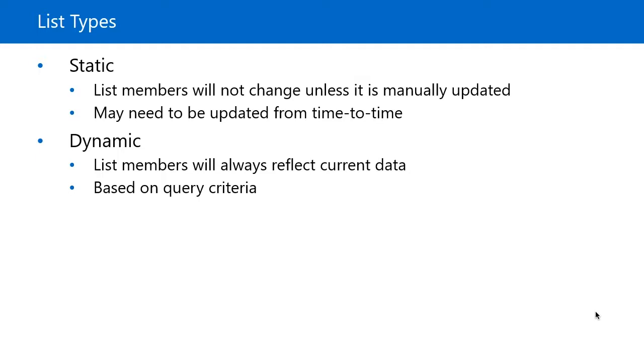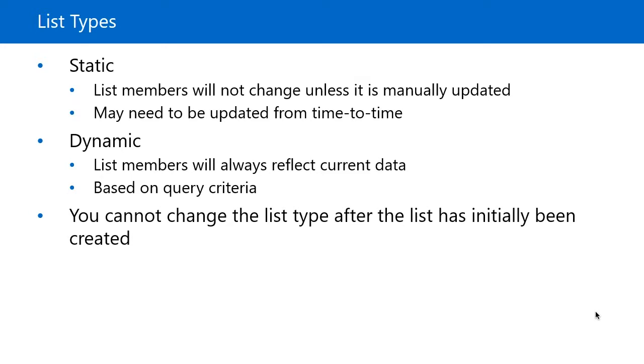As new accounts are added to the system with the appropriate city, they're automatically added to the dynamic marketing list. Now, as we mentioned earlier, it's important to remember that you cannot change the list type after the list has initially been created. So you cannot change the member type or the list type. That said, the general purpose for creating a marketing list is very, very simple. So if you make a mistake, it's very easy to simply go ahead and just create a new marketing list.